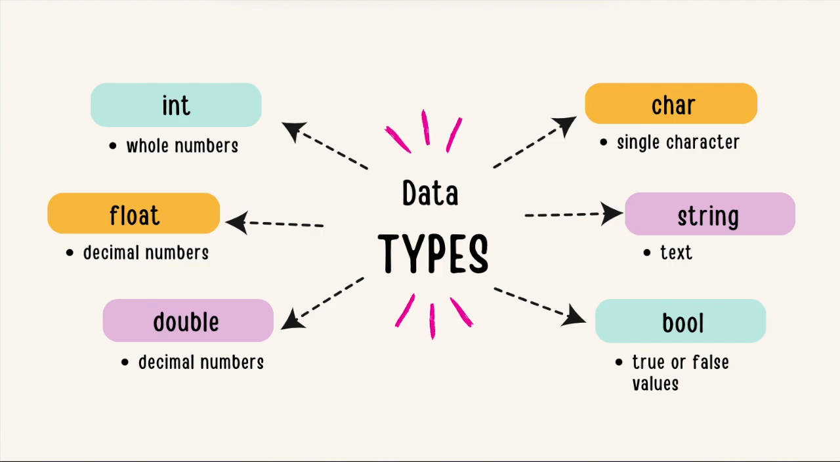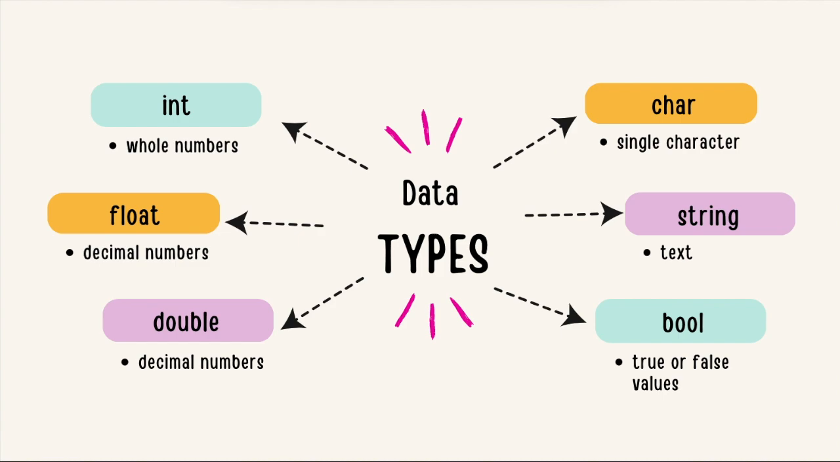Now, what is the difference between float and double? Float data type provides the precision of 6 to 7 decimal digits, whereas double provides 15 to 16 decimal digits. Float type takes 4 bytes of memory, whereas double takes 8 bytes of memory. Float has faster performance due to smaller size, whereas double has slightly slower performance due to its larger size.